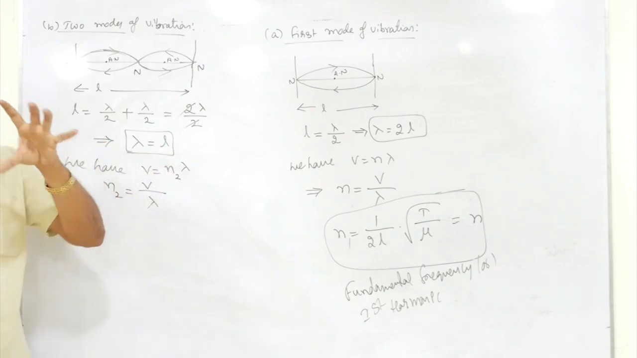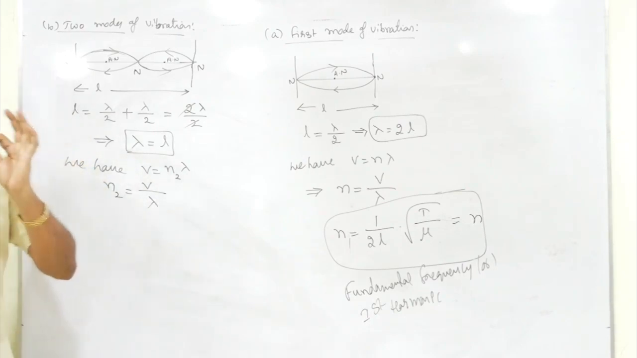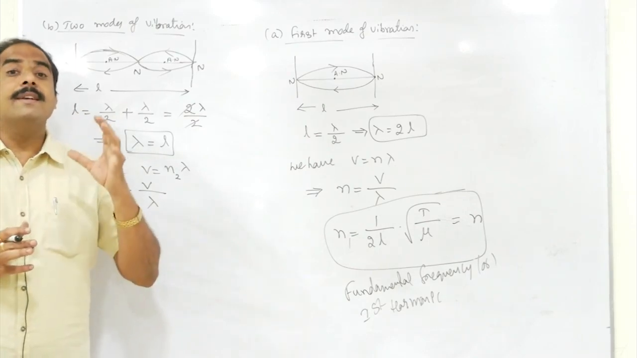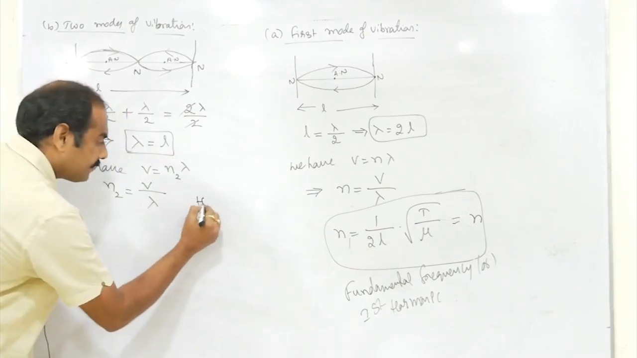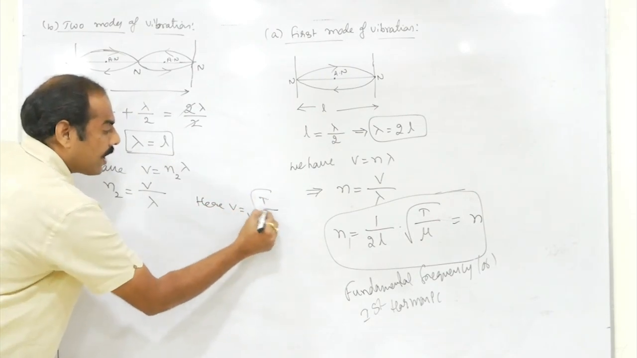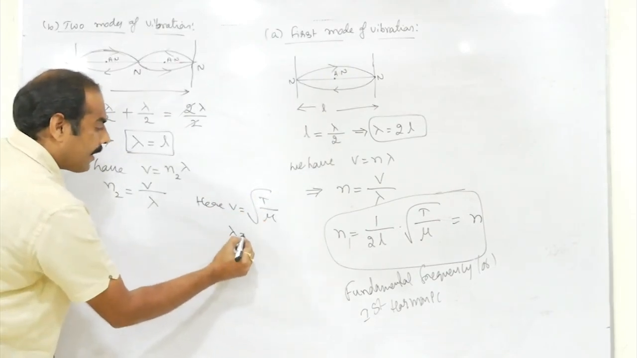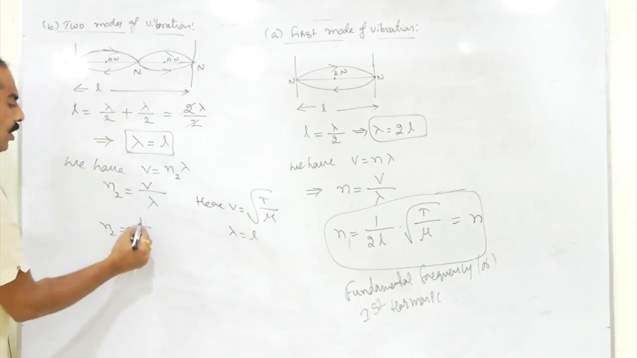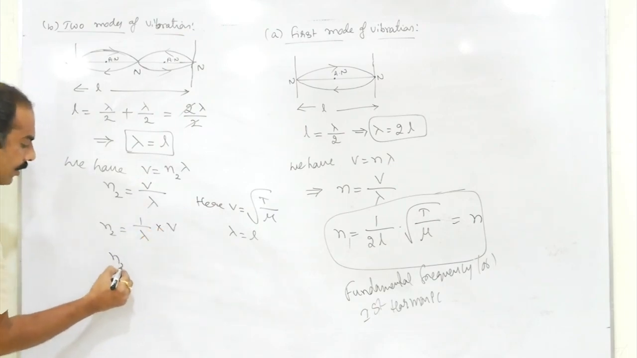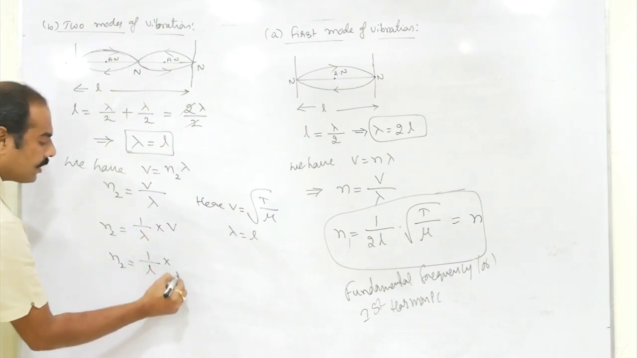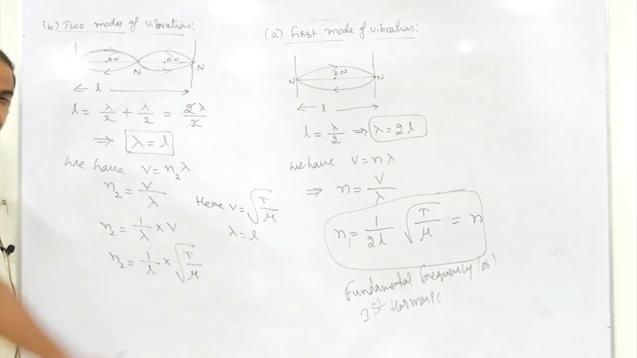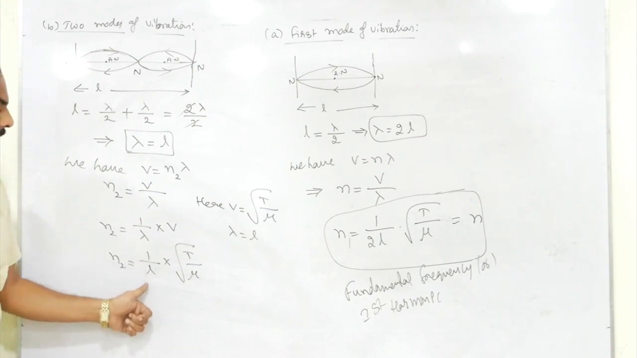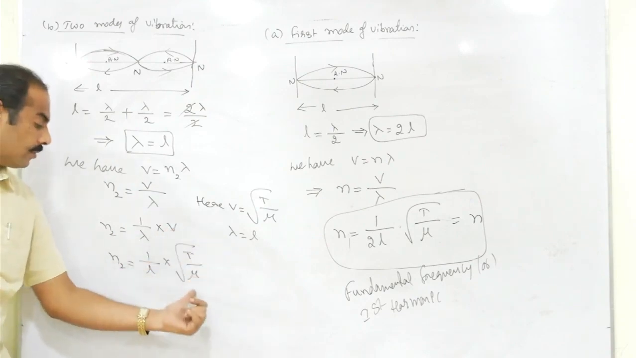What can we write in the place of V? V is the velocity of the transverse wave along a stretched string. Here V is equal to square root of T by mu, and lambda is equal to L. Now substitute here. So n2 is equal to 1 by lambda into V. Therefore n2 is equal to 1 by L into square root of T by mu. This is the formula for n2.